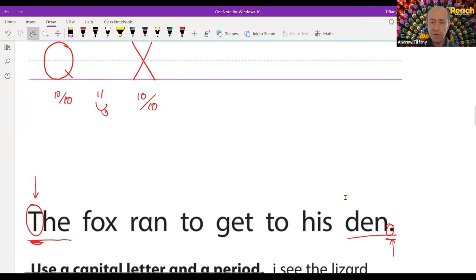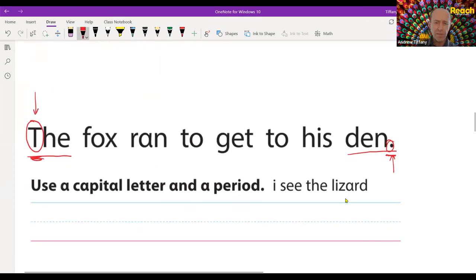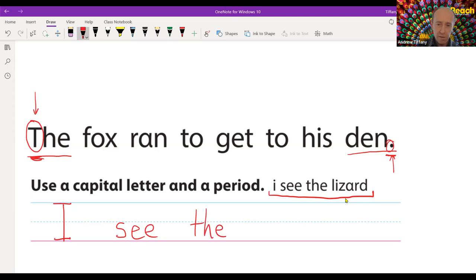Very good. But when we look at this one, is it good? Is this one good? No? Okay, so can you fix it for me? And I get my students to write it out, right? And hopefully they will do something like I. And then I would write this down afterwards to go through it with them. I see the lizard.